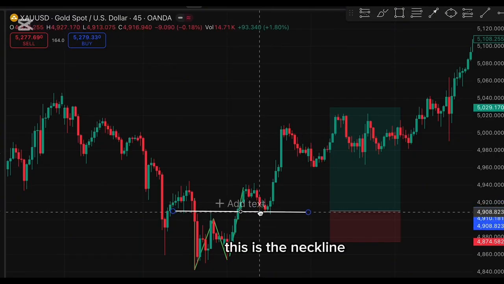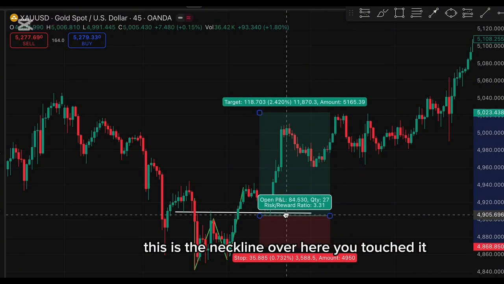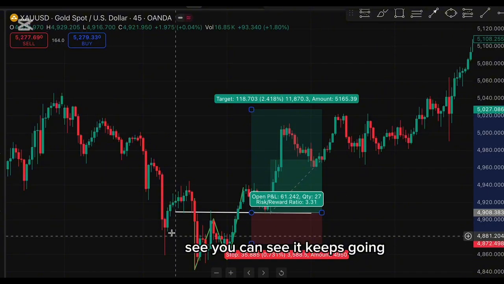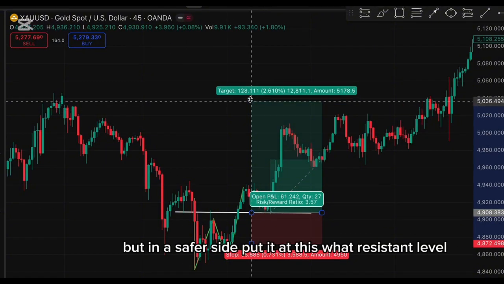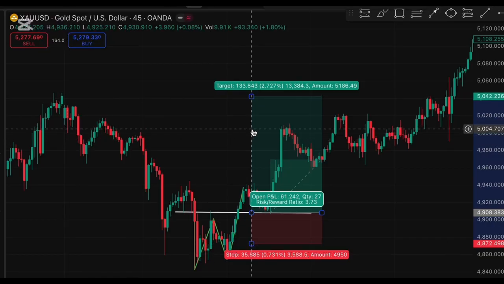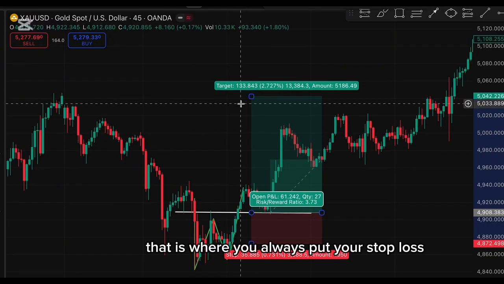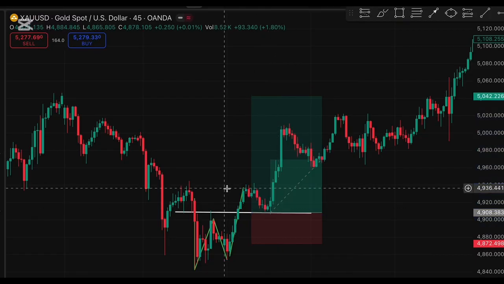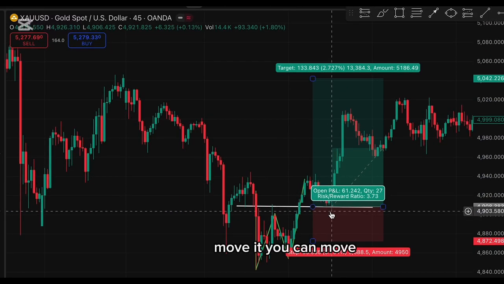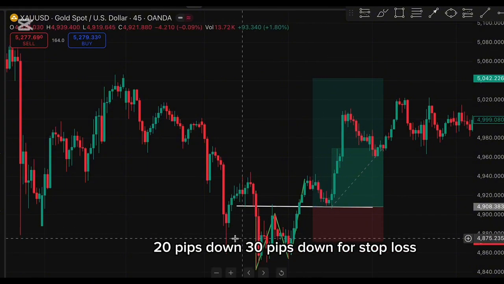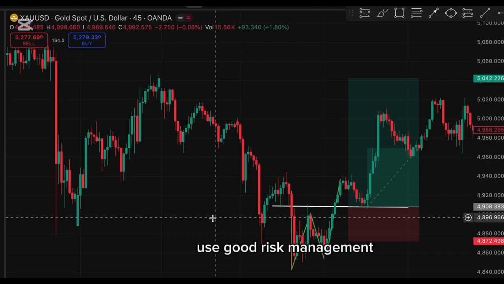This is the neckline over here. You touched it. Then when you touch, what do you do? You play your game. See, you can see it keeps going. But on the safer side, put it at this what? Resistance level. That's where you always put your stop loss. Resistance level. You can move 20 pips down, 30 pips down for stop loss. Use good risk management.